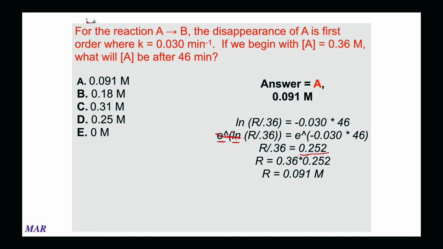Anyway, the e and the natural log on the left cancel, so you have R over 0.36 equals 0.252, and then R itself is just 0.36 times 0.252. That's where the 0.091 number came from. So this is the kind of problem you'll see in this section. Nothing you can't handle, but make sure you can do this problem before you move on.